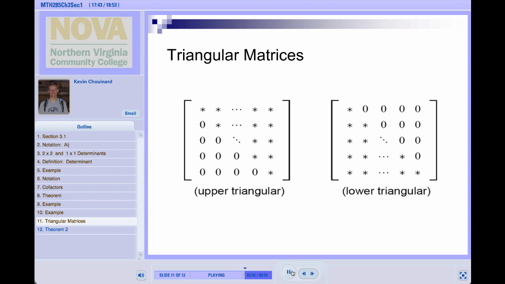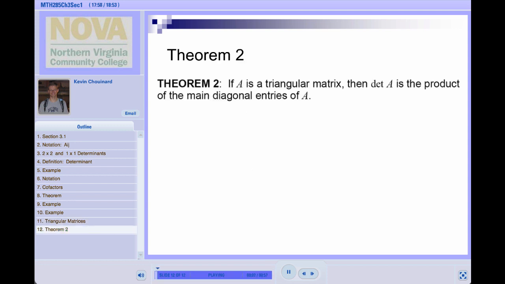As it turns out, the determinants of these triangular matrices are rather easy to calculate because the cofactor expansions have so many zeros when we make the right choice. In fact, when you play with some of these cofactor expansions, you'll figure out that when we calculate the determinant of one of these triangular matrices, the determinant is simply the product of the entries on the main diagonal that goes from the upper left-hand corner down to the lower right-hand corner.